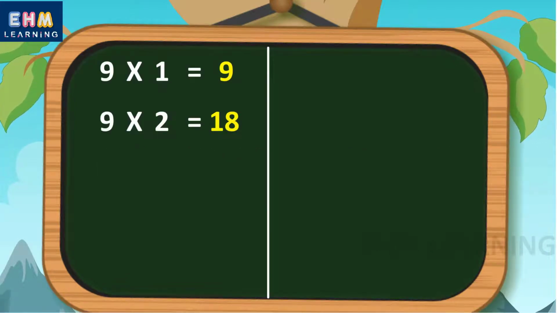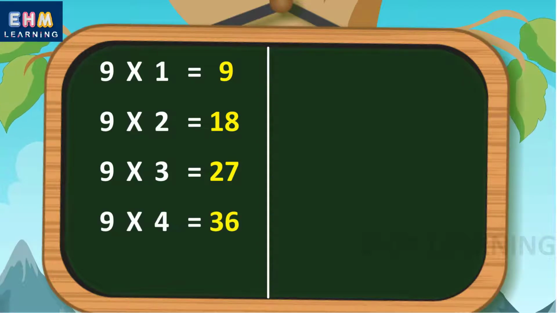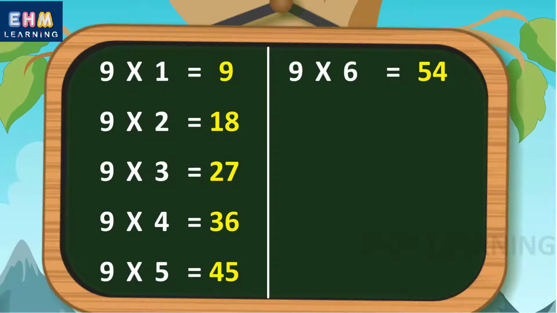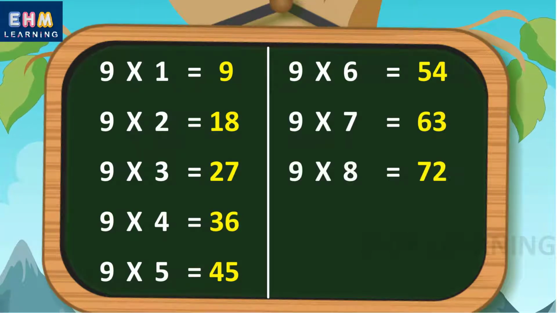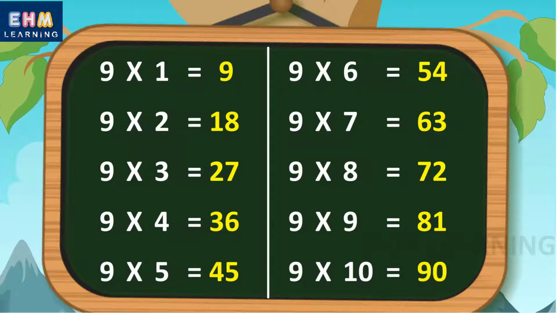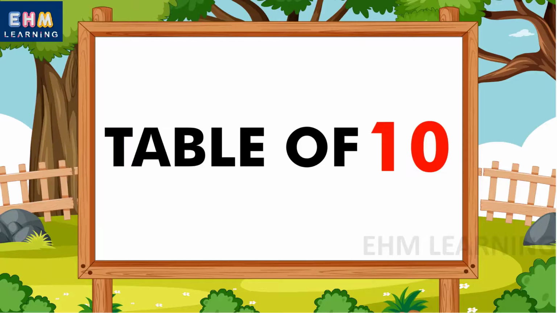9 1's are 9. 9 2's are 18. 9 3's are 27. 9 4's are 36. 9 fives are 45. 9 sixes are 54. 9 sevens are 63. 9 eights are 72. 9 nines are 81. 9 tens are 90. Table of 10.